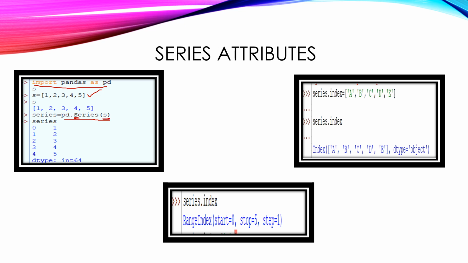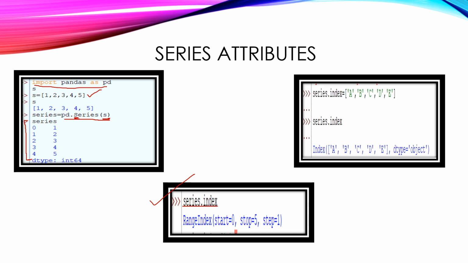Now the series we have created, we are getting it printed with the implicit index, that is 0, 1, 2, 3, 4, which is automatically generated. Now we are using the first attribute, that is index, series.index.